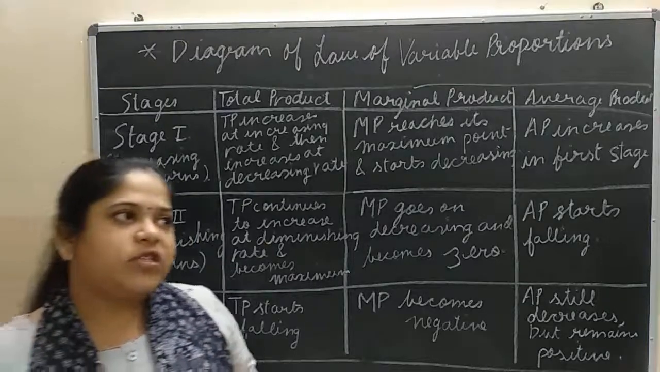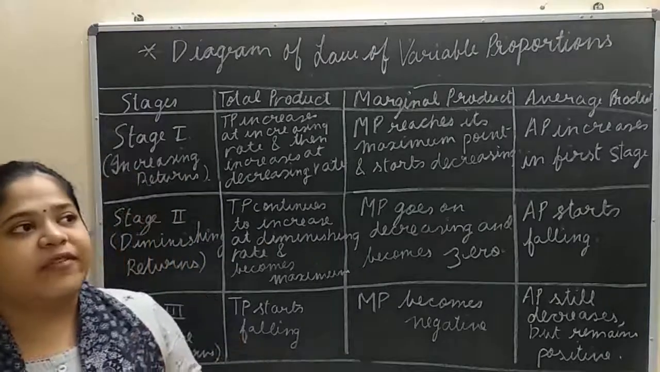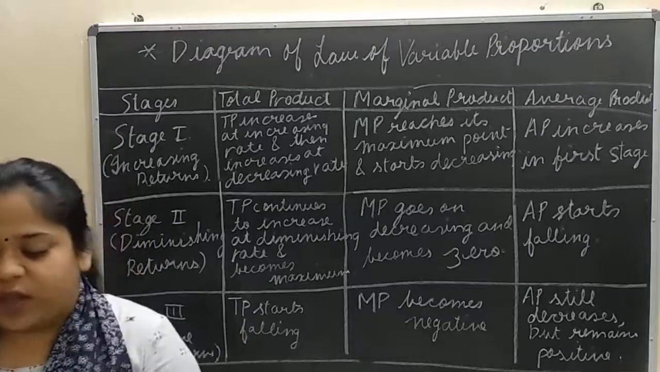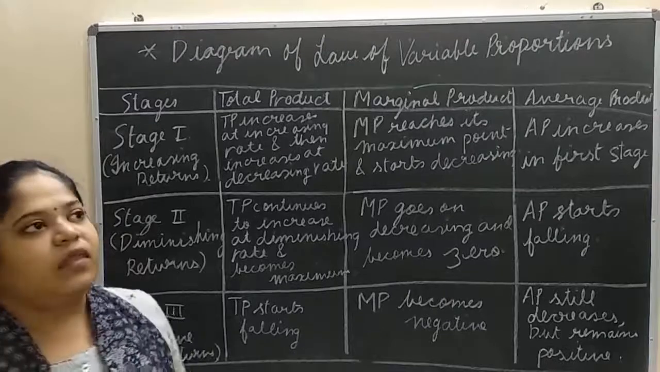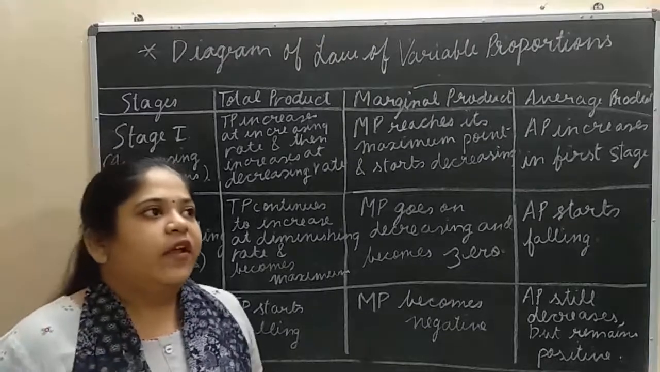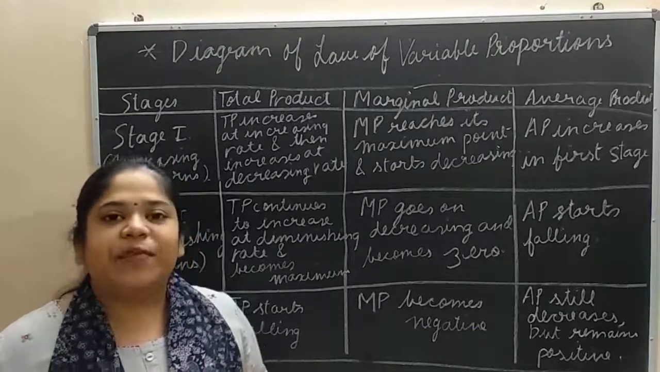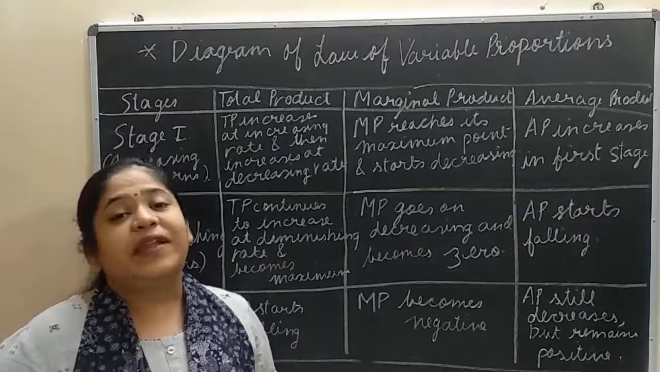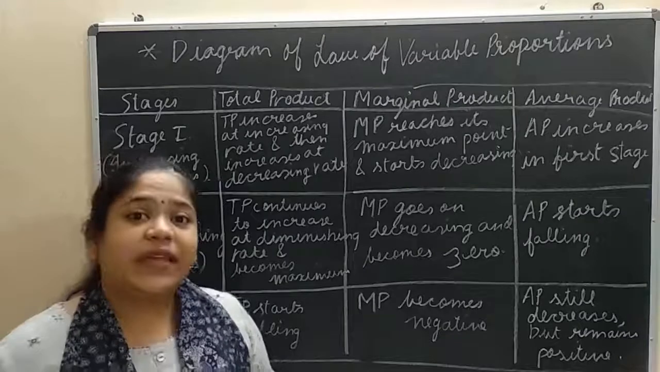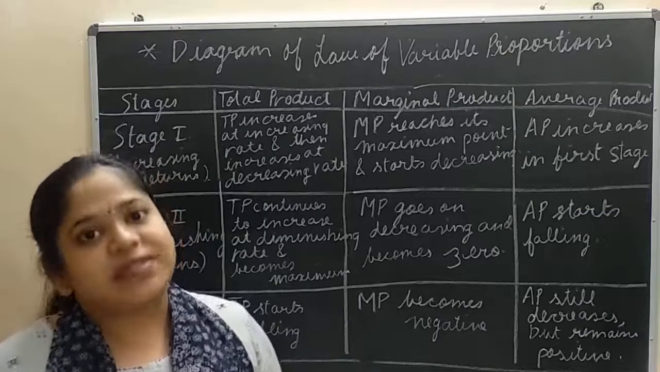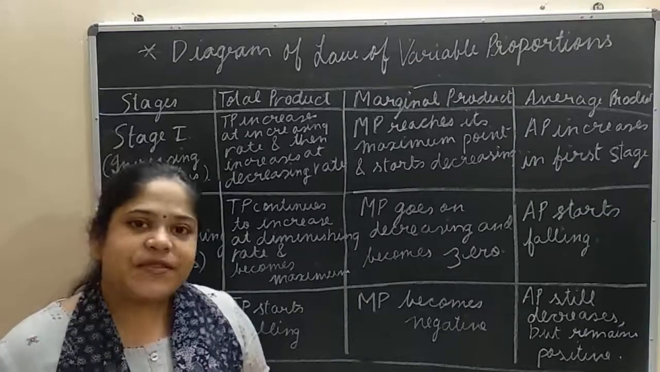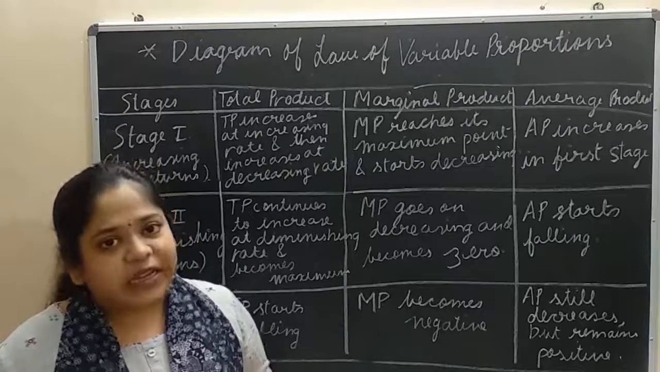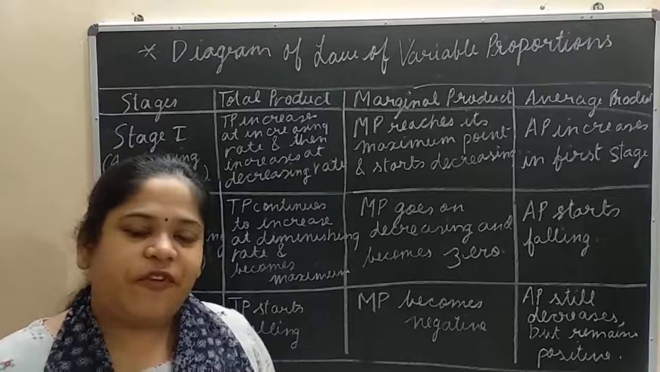So let's revise, students. The most important thing you must know is the 3 points. Okay, what are those 3 points? When MP increases, TP increases at an increasing rate. When MP decreases, TP increases but at a decreasing rate. When MP is 0, TP is maximum. And when MP becomes negative, TP starts falling.